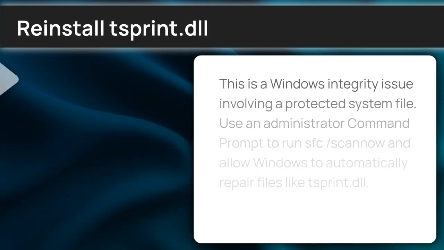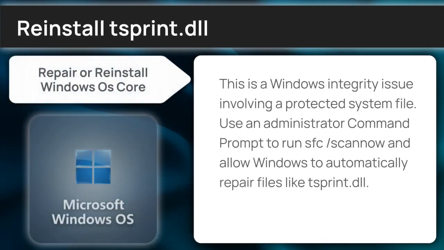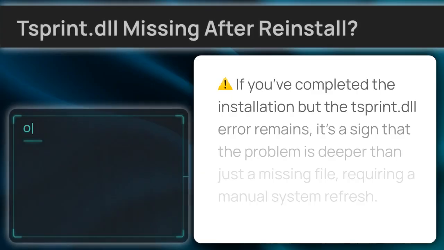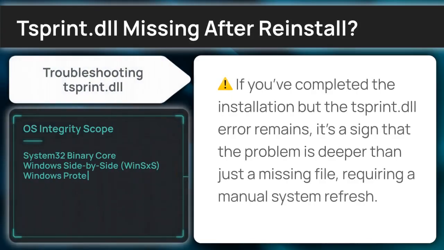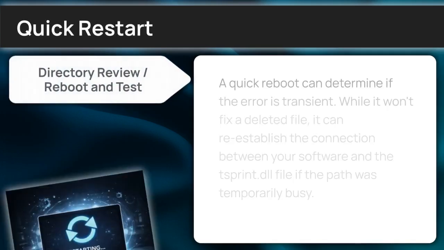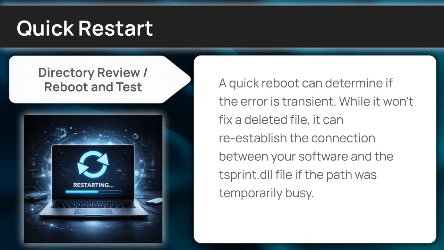This is a Windows integrity issue involving a protected system file. Use an administrator command prompt to run sfc /scannow and allow Windows to automatically repair files like Terminal Services Print Module DLL. When a standard reinstall doesn't cut it, we move to advanced diagnostic steps to ensure the system is properly configured. A quick system restart is a practical way to ensure that all shared libraries, including Terminal Services Print Module, are being loaded correctly into the current session's memory.